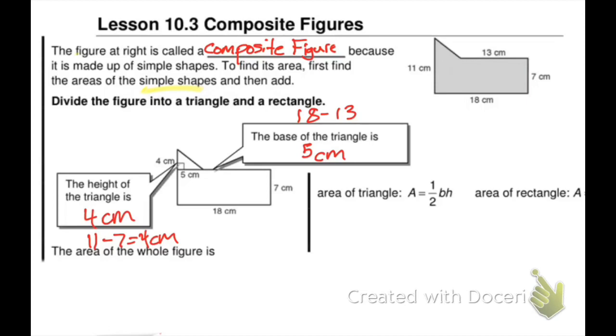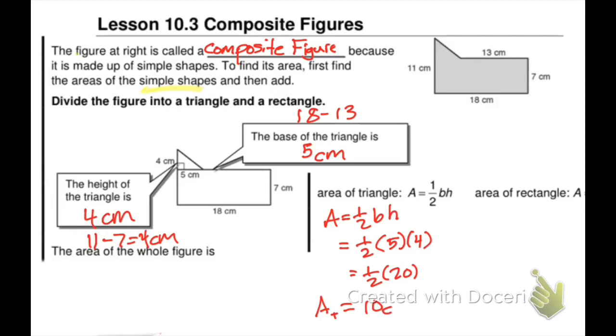So to calculate, the area is equal to 1/2 base times height. That gives me 1/2 times 5 times 4, 1/2 times 20. That gives me the area of the triangle, little t for triangle, is equal to 10 centimeters squared. I'm going to circle it because it's not my answer, but it is important. Now, let's go ahead and calculate the area of my rectangle.